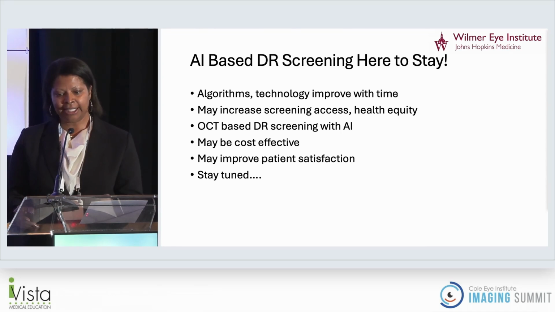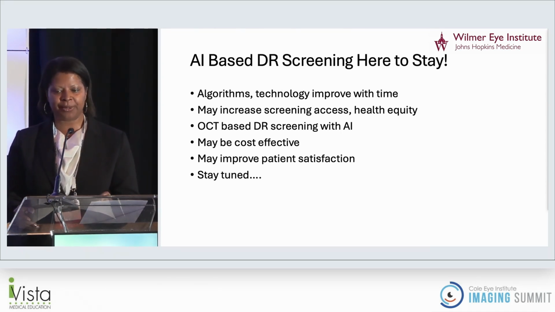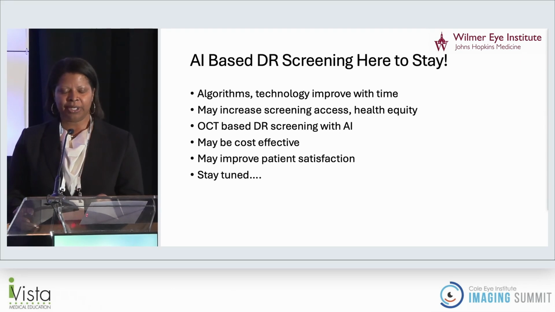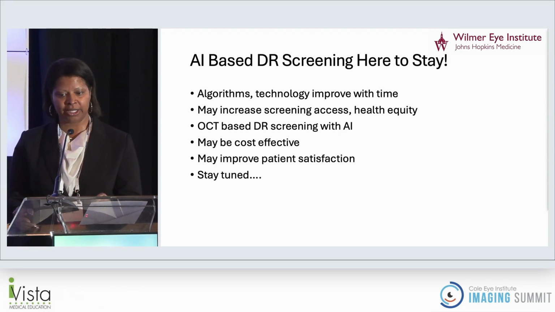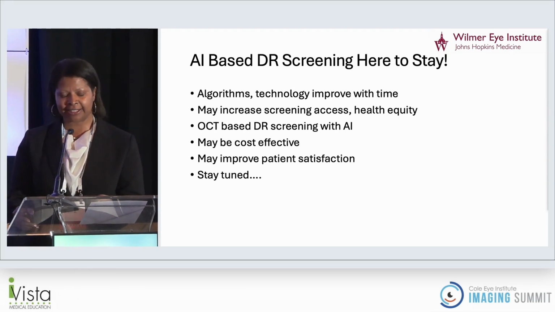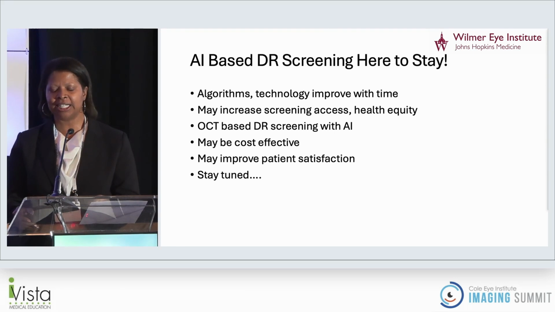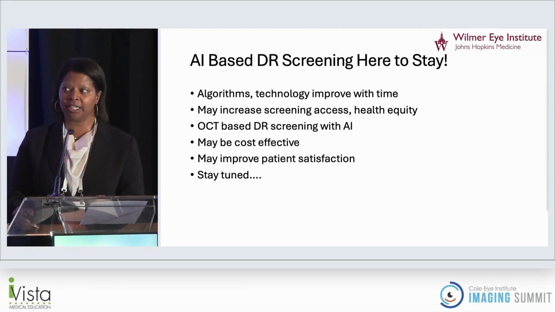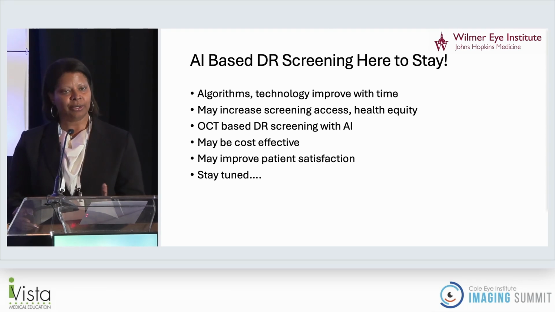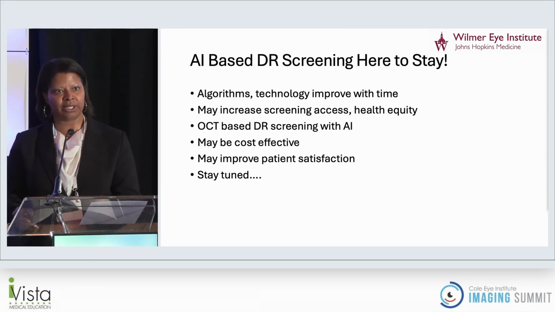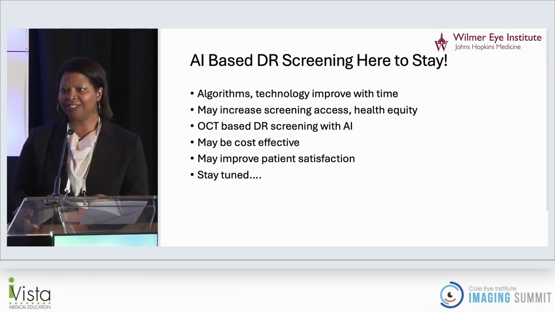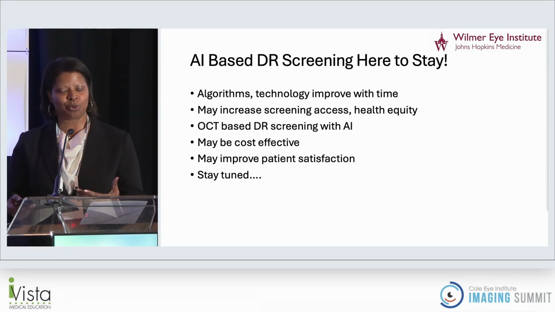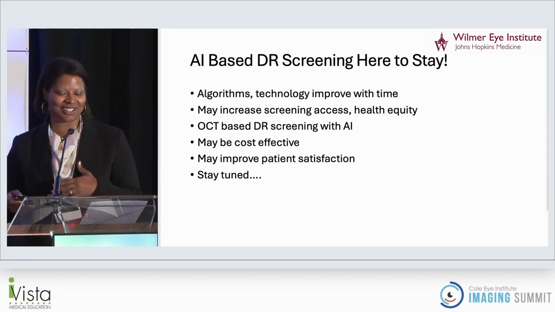So just the final slide, I think AI-based diabetic retinopathy screening is here to stay. There are certainly bound to be improvements in the algorithm and technology with time. It may increase screening access, especially for underserved populations, and bring us a little closer to health equity if it's available truly to all. There's also OCT-based diabetic retinopathy screening we didn't really get into very much, but that is also on the market. It may be cost-effective, and you can see the insurers sometimes will reimburse more for a computer doing the analysis rather than the actual clinicians doing the analysis.